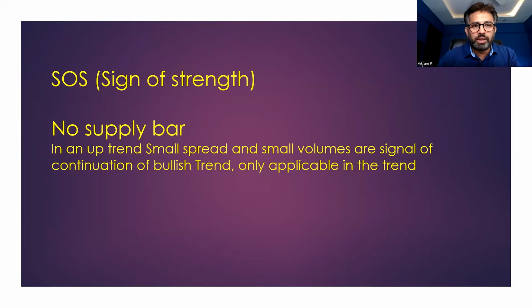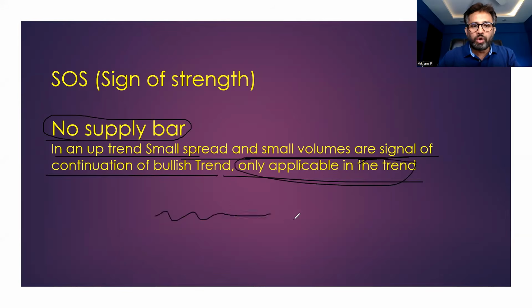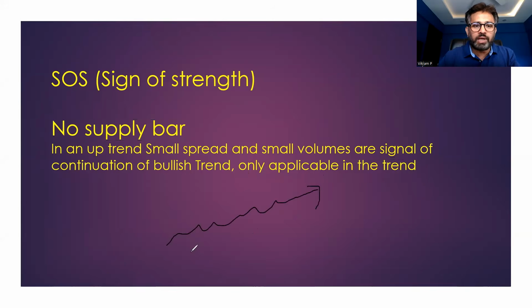Now we are coming to the third type of sign of strength, no supply bar. What is this? In an uptrend, small spread and small volume are a signal of continuation of a bullish trend, but only applicable in the trend, not in the sideways market. That means in a strong uptrend, you will see that small candles are forming, and at the same time, volumes are also small. Here volumes were big. After that volume getting smaller is the indication of the continuation of the bullish trend.